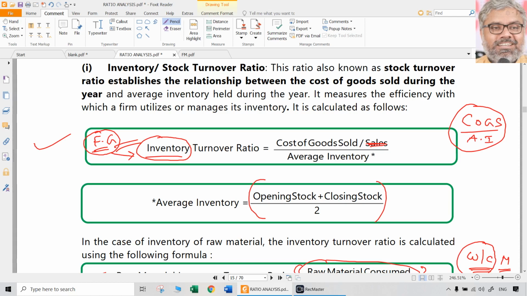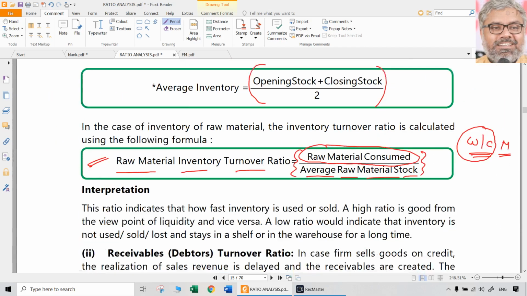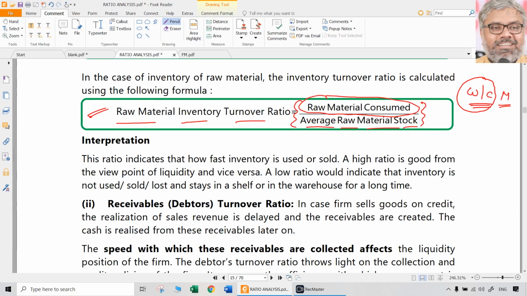You are keeping lesser stock, and with that lesser stock, you are turning it over more number of times by selling them, in the case of finished goods. In the case of raw materials, by keeping lesser stock, you are able to use them a number of times. Naturally, you will reduce the cost by keeping lesser stocks, but having the consumption more.